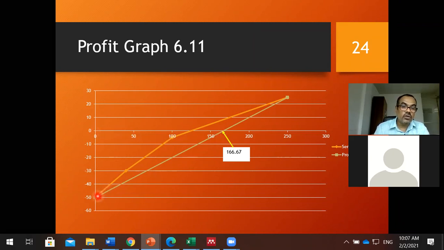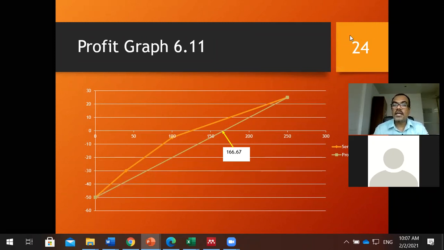When your sales volume is 0, you end up with a loss. Then you have 2 points, this point and this point. Simply draw this line in the scale. This green line is what we call the profit graph when there is a multi-product.